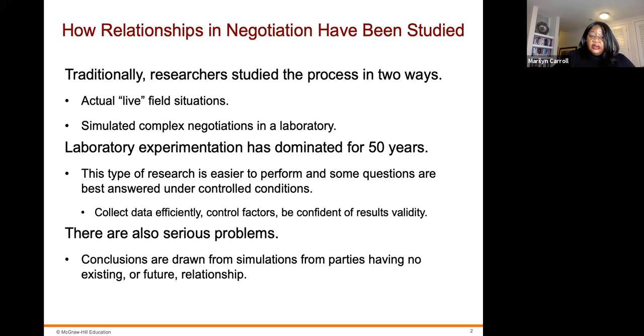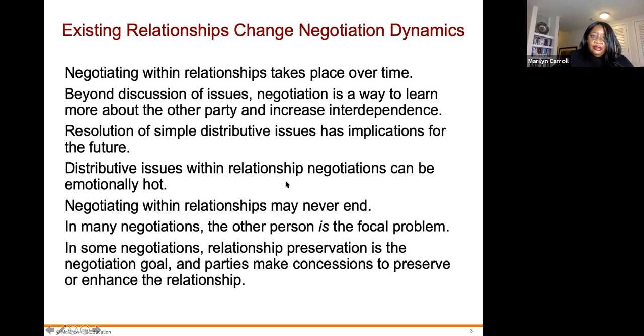And so there are also serious problems. Their conclusions are drawn from simulations from parties having no existing or future relationship. And that's the challenge I have. From a research perspective, I'll find myself doing a lot of live research instead of control group situations, because I want to see examples of what's really happening now. What's the take on that group?